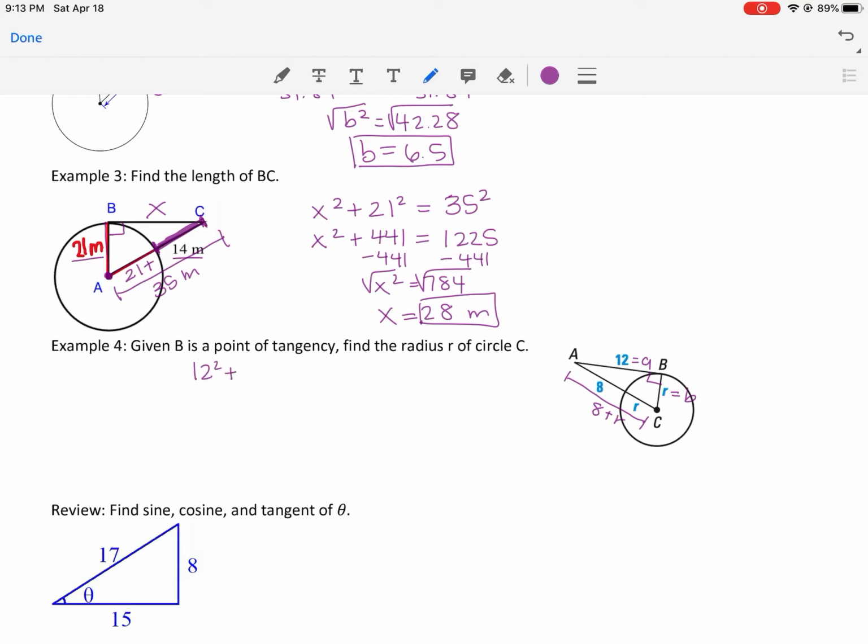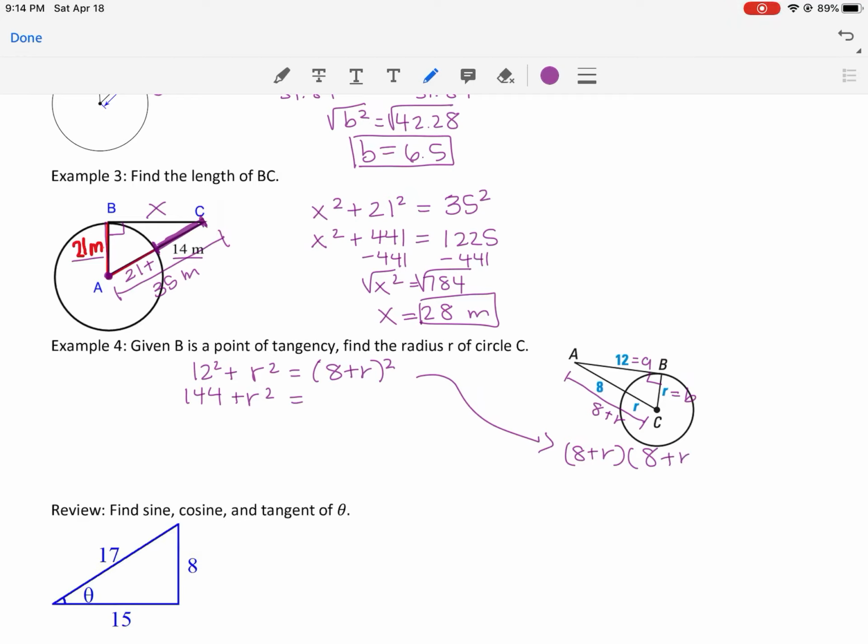So we're going to have 12 squared plus R squared. And yes, use R rather than B and C because we want to use the same variable, not have two different ones. And we're going to have it equals 8 plus R, right? That entire length squared. So this is 144 plus R squared equals.